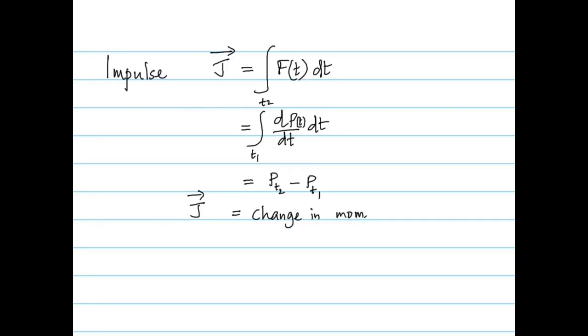So there are two formulas for impulse. One is integral t1 to t2 ft dt. Just added the limits there. Integral t1 to t2 ft dt, that's one formula for impulse. Second one is impulse is change in momentum.